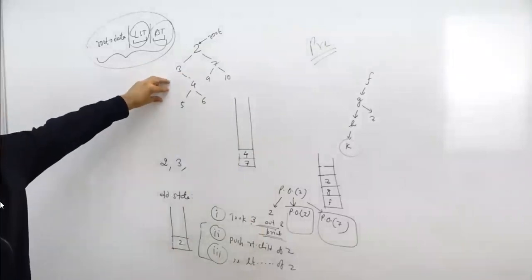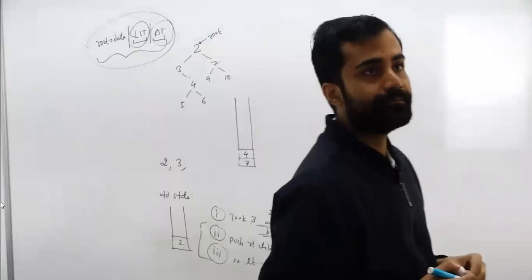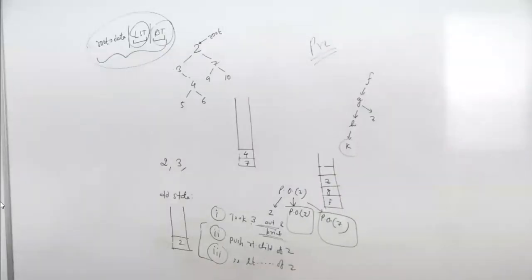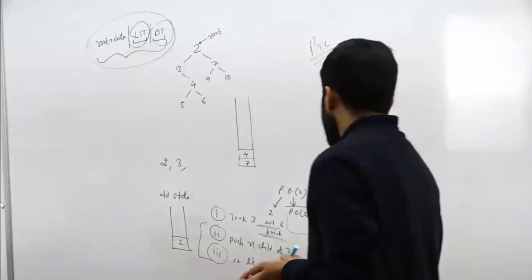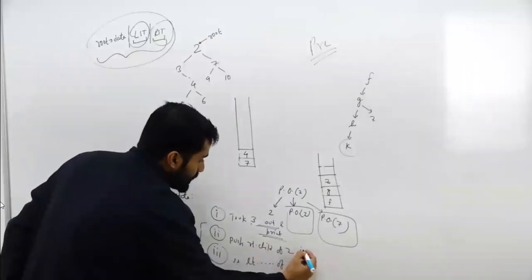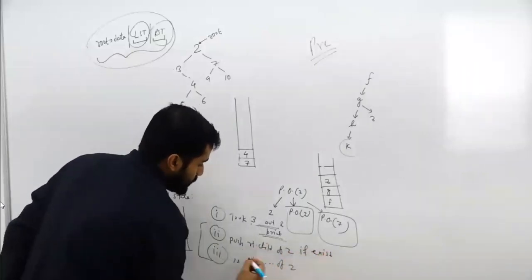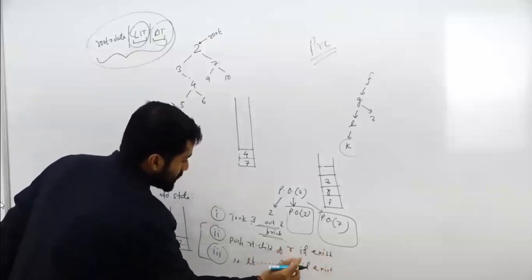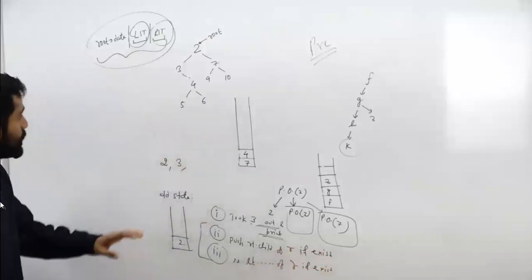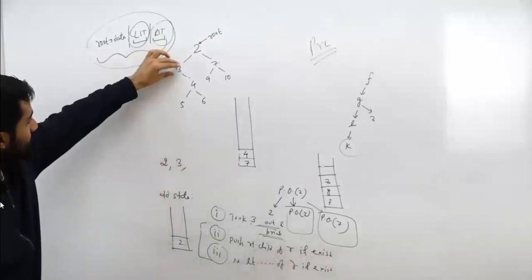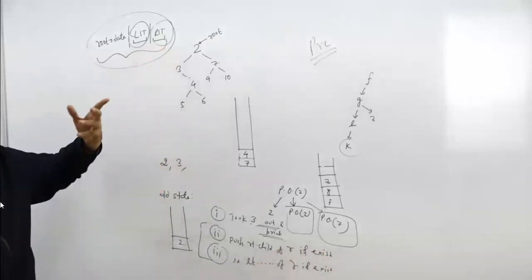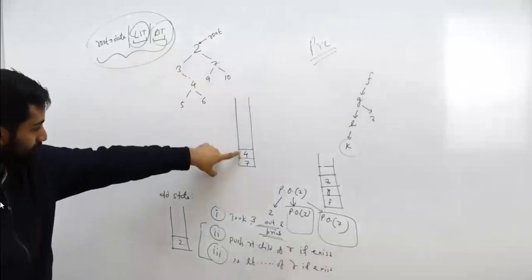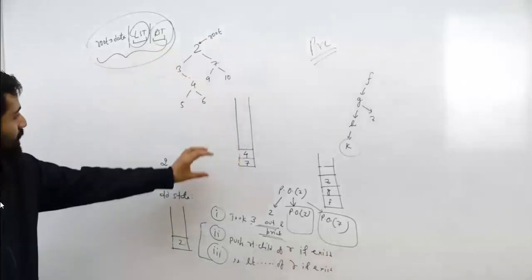Now tell me one thing, is the left child of 3 present here? Does 3 have a left subtree? No. So there is no need to push. So keep it in your mind. Push the right child of 2 if it exists. Push the left child of 2 if it exists. 2 means whatever your root was. So when you printed this 3, you did not push the left child because it did not exist. The right child existed, so you first pushed that.